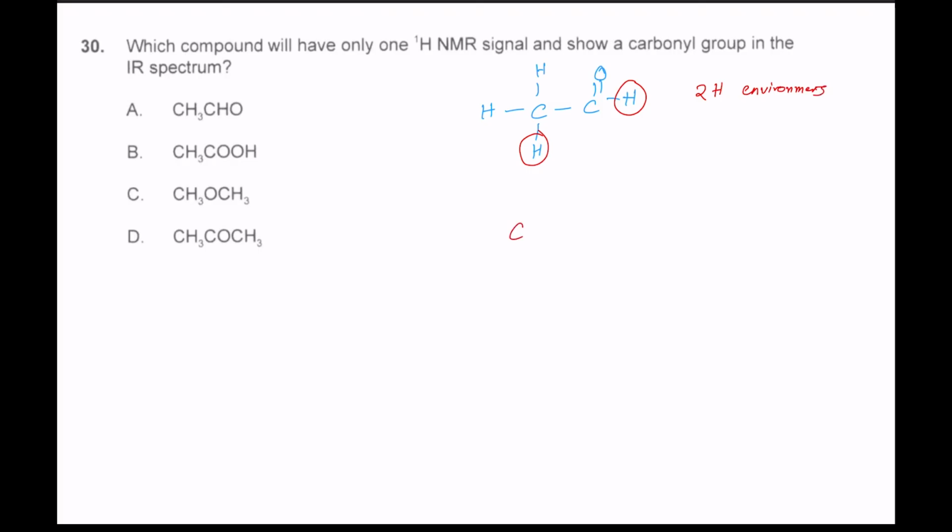Moving on to the next one. CH3COOH. Here, these three hydrogens will be in the same environment. This one, this one, this one. But this hydrogen will be in a different environment. So again, you have two hydrogen environments. Two hydrogen environments mean you'll have two NMR signals. Okay. And the next one.